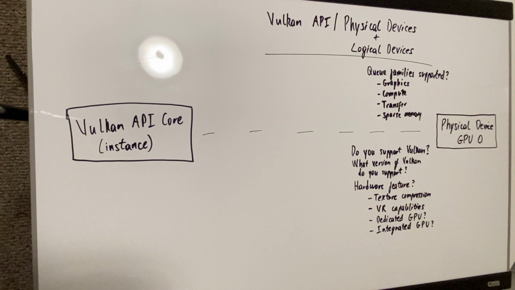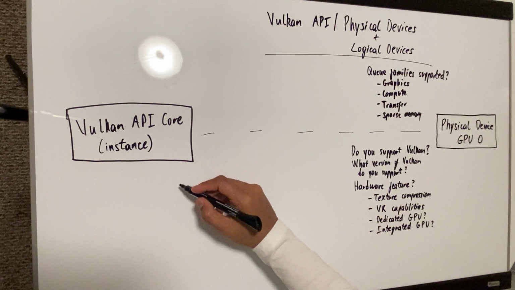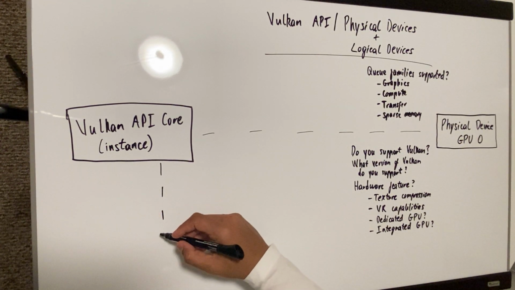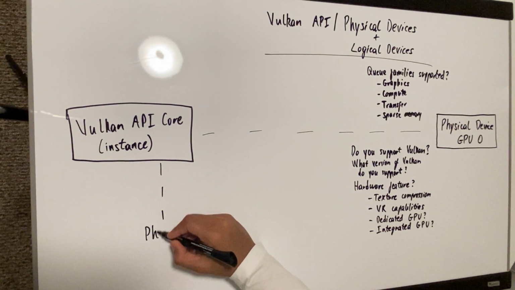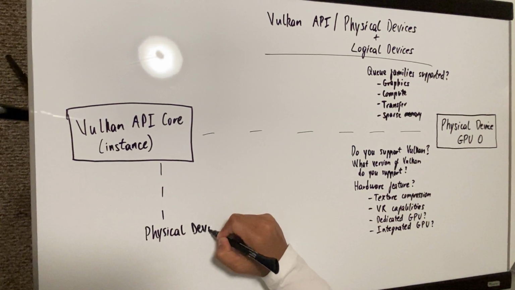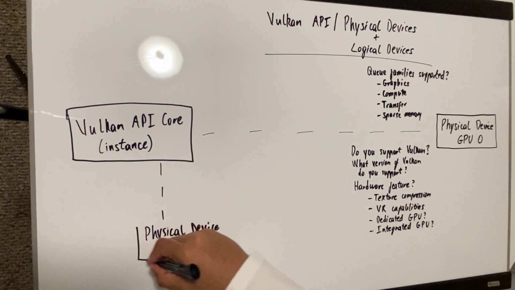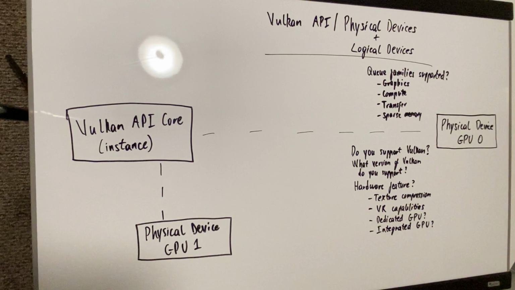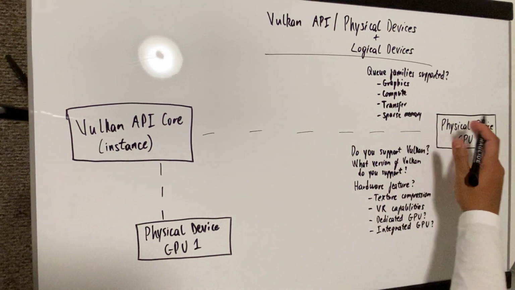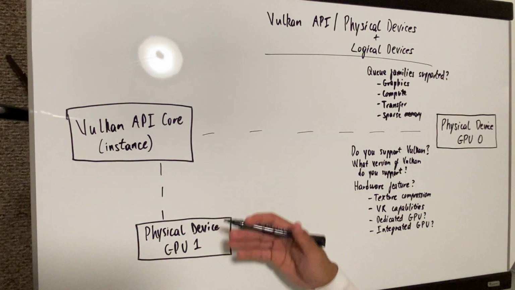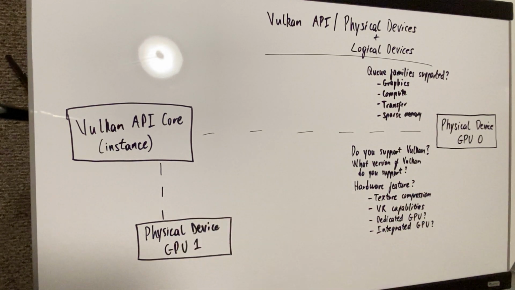So what we're going to do is use a different GPU. So let's say we do physical device GPU 1. Okay. Now this GPU, same situation. We're going to query the GPU, but now we know that it is a graphics GPU, so it can do the graphics stuff that we want it to do, and of course it supports Vulkan and everything.